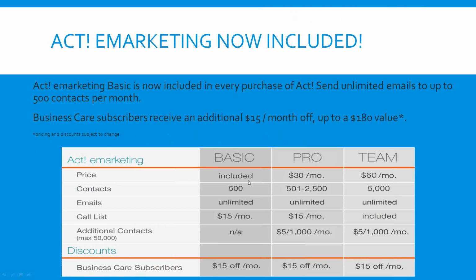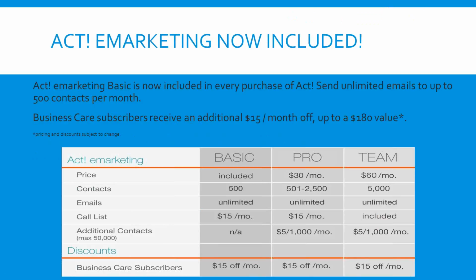All right, so with this, you're going to get basic e-marketing included. So you're going to get 500 contacts a month that you can send emails to. It's not going to give you the call list, you can't do more than that. But for 500 emails a month, it's included in the price of your software. You don't have to pay for anything extra.